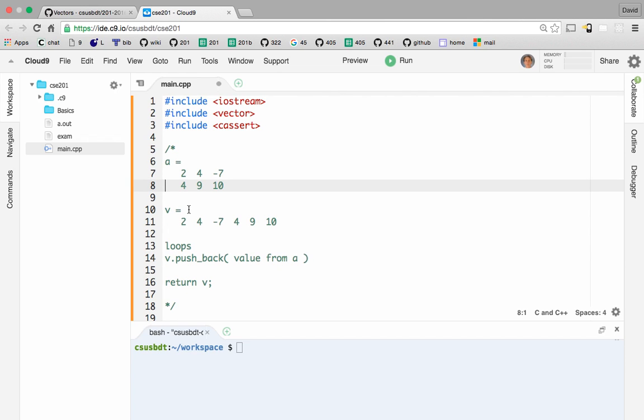Make that a little smaller. Is that okay? Yeah.